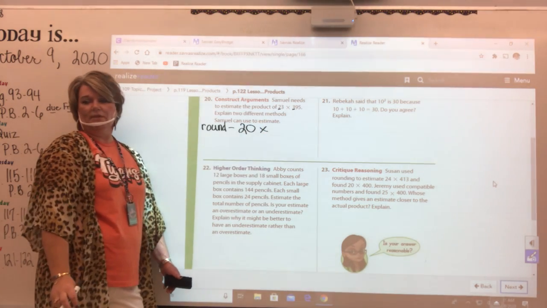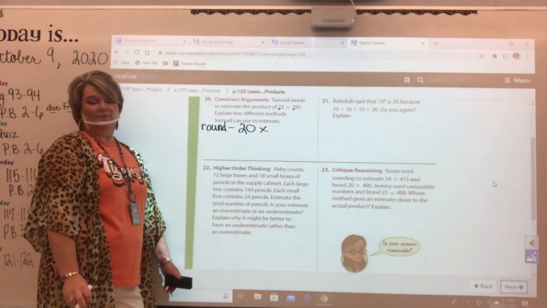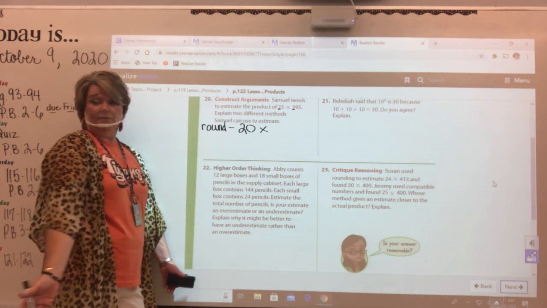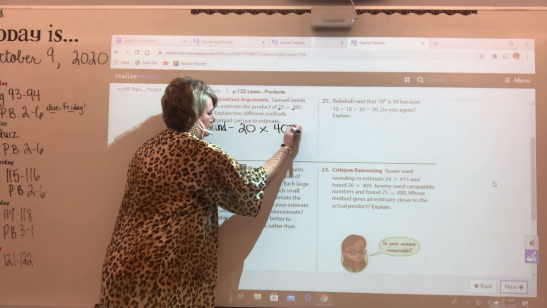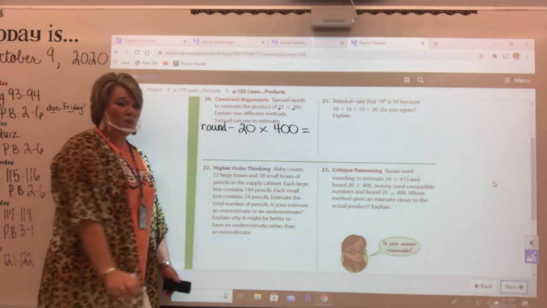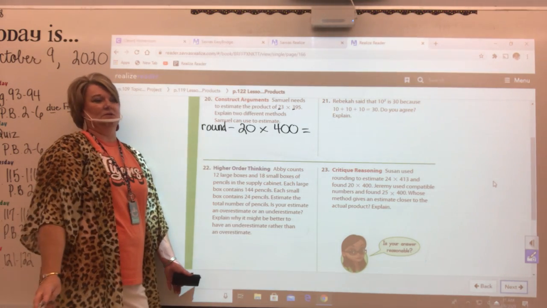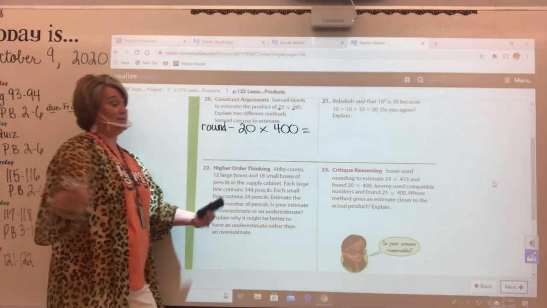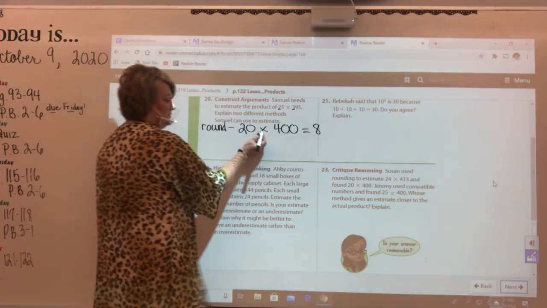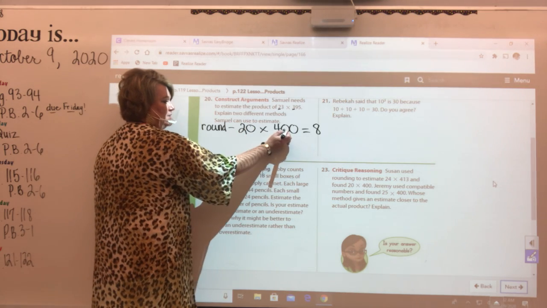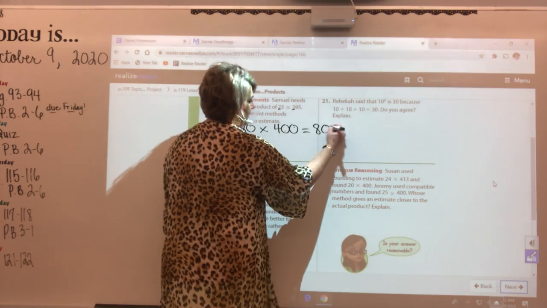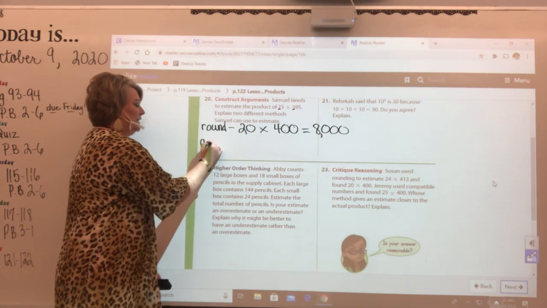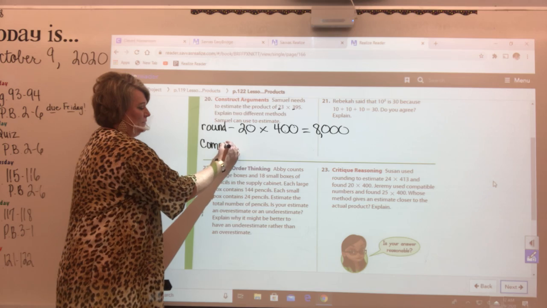Times. In the 395, does the 9 have enough power to push that 3 over? Yes. So what's my new number? 400. Now all I have to do right here, because it's got so many zeros, I love it, is do 2 times 4, which is 8. And let's count zeros. 1, 2, 3 zeros. Okay, that's one way. Now the next way they want you to do it is called compatible.